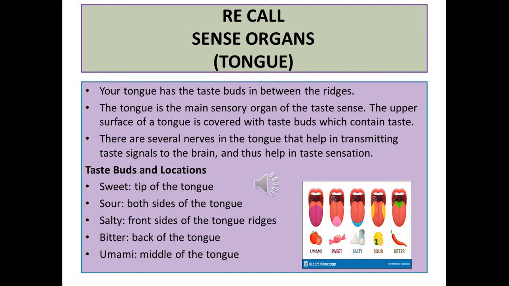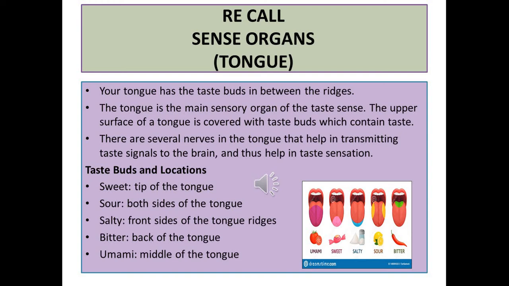The recall of the sense organ of tongue and its functions. Your tongue has the taste buds in between the ridges. The tongue is the main sensory organ of the taste sense. The upper surface of the tongue is covered with taste buds which contain taste receptors. There are several nerves in the tongue that help in transmitting taste signals to the brain, and thus help in taste sensation.